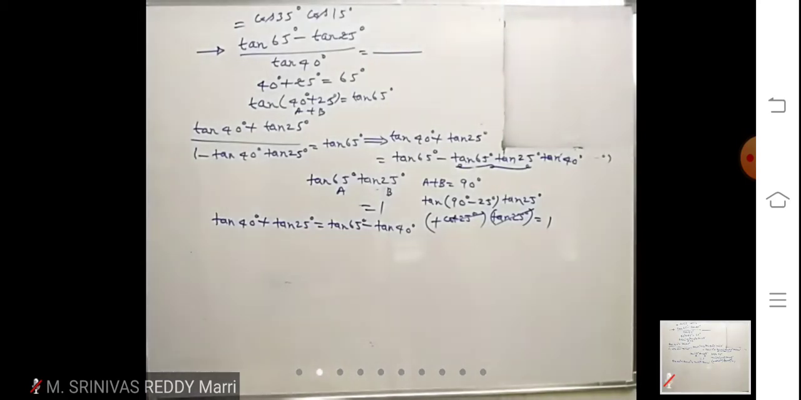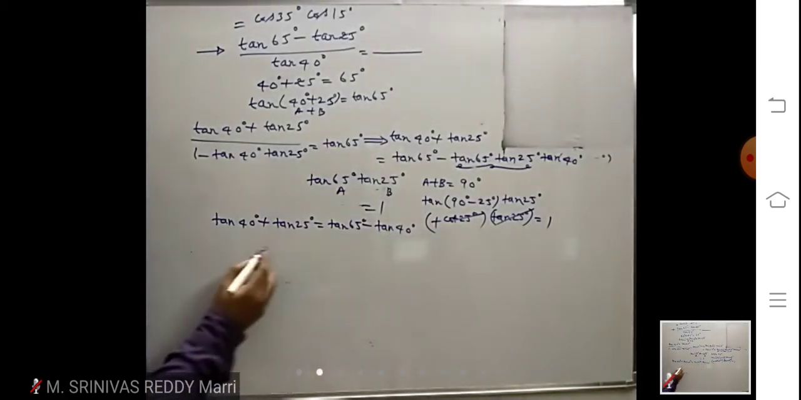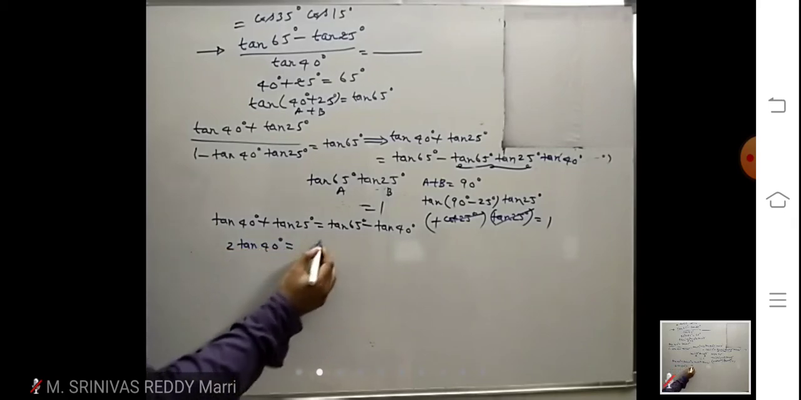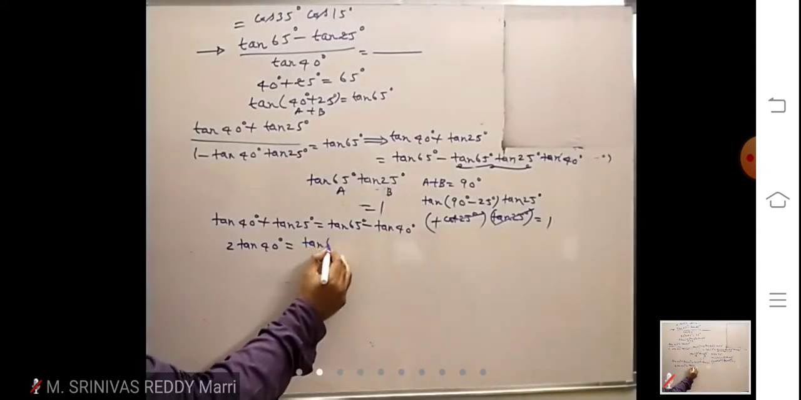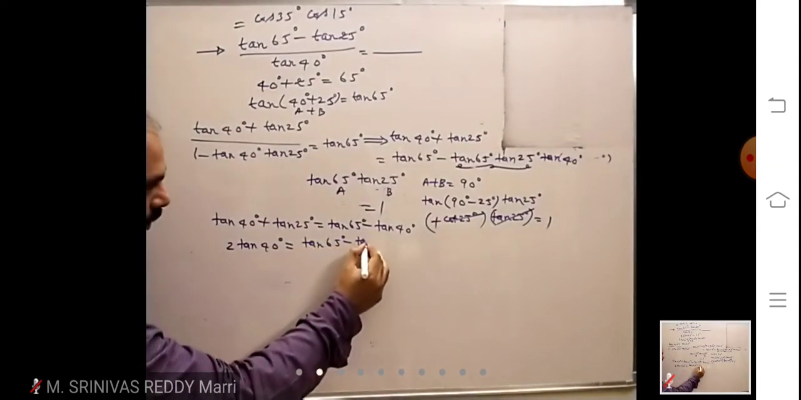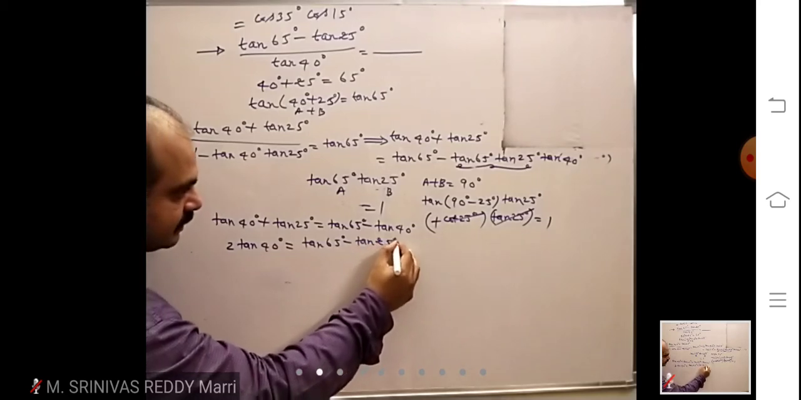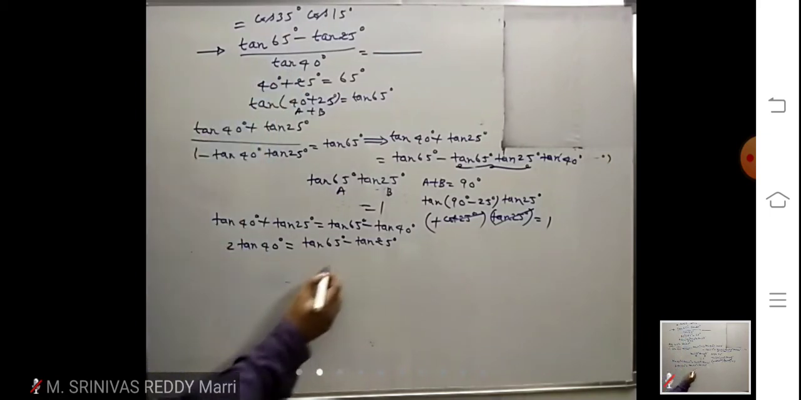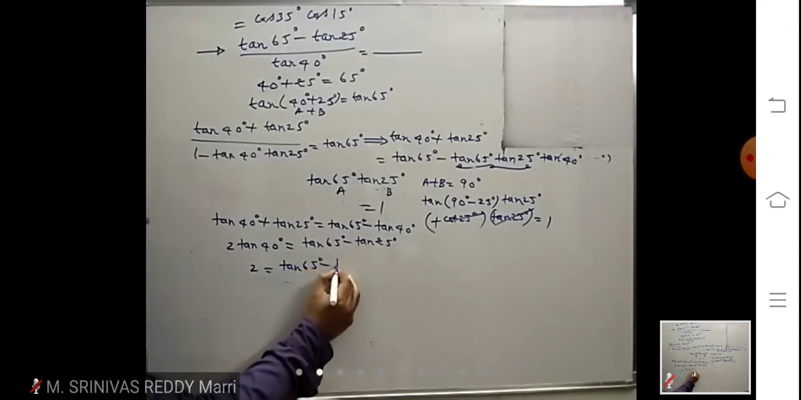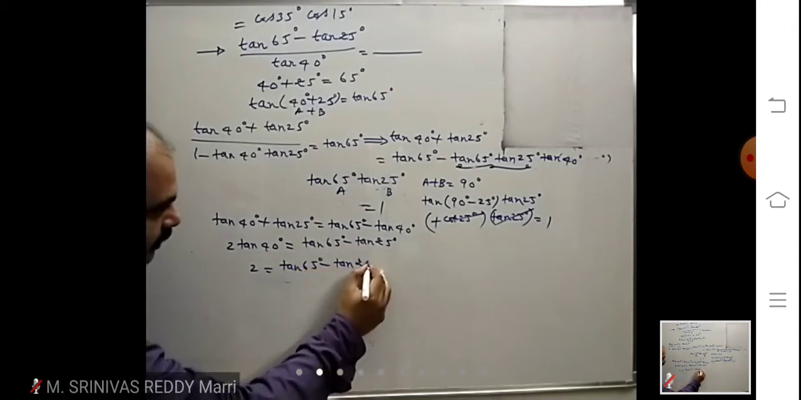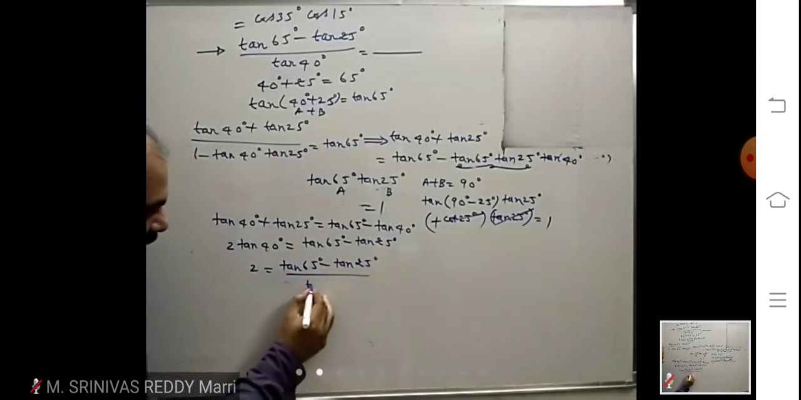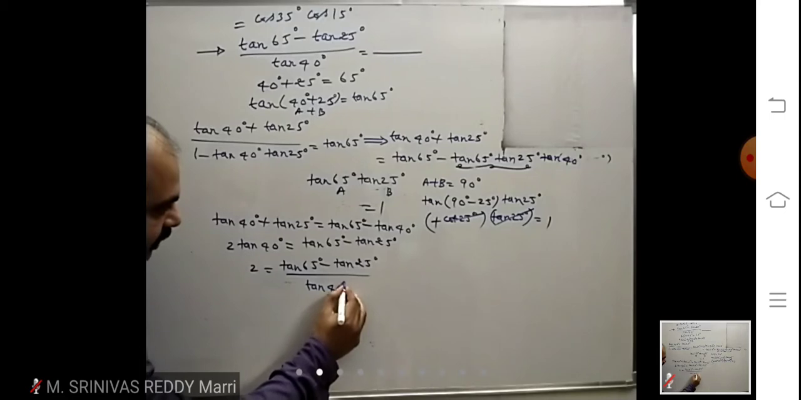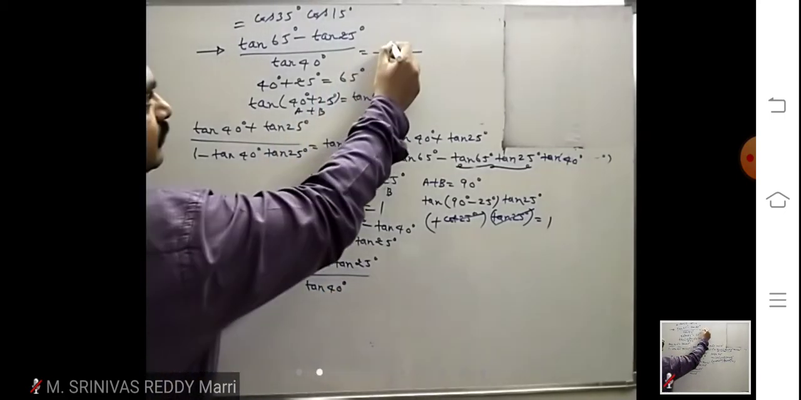So tan 40 degree: bring tan 40 to this side, 2 tan 40 degree, and tan 25 that side, minus tan 25 degree. So therefore what is being asked: bring tan 40 that side, 2 equals tan 65 degree minus tan 25 degree divided by tan 40 degree. Therefore the answer is 2.